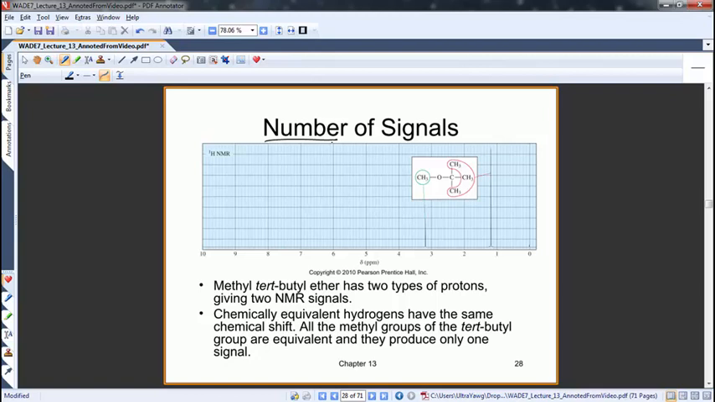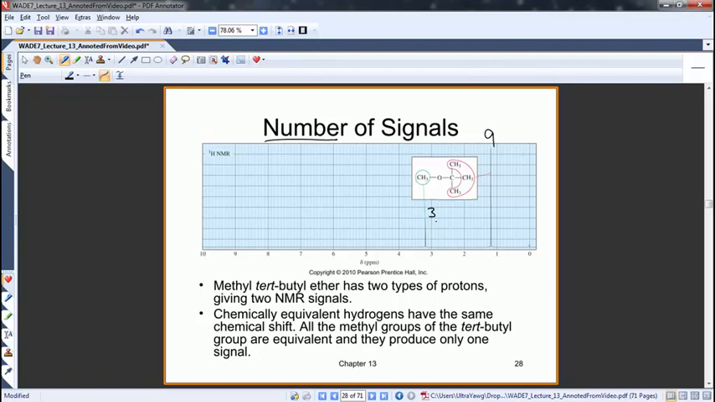So in this molecule, we have methyl tert-butyl ether. There are two types of hydrogens in this molecule. There's the type of hydrogen that's part of a methyl group that's directly bonded to the oxygen. And there's the type of hydrogen that's part of a methyl group that's bonded to the carbon that's bonded to the oxygen. Since there are two types of hydrogen, there will be two signals in this molecule, and indeed there are. One of these signals will integrate for 9 because there are 9 hydrogens that make up that signal, and the other signal will integrate for 3 because there are 3 hydrogens that make up that signal.